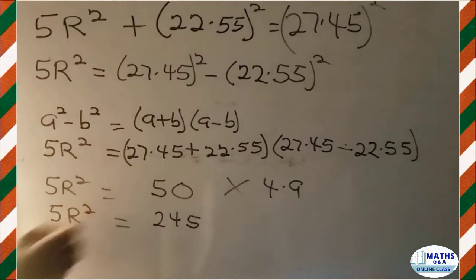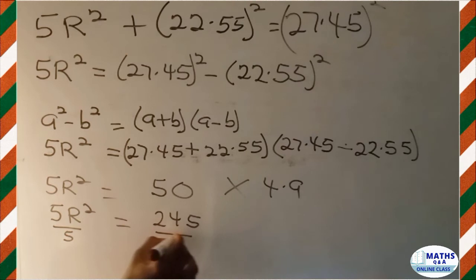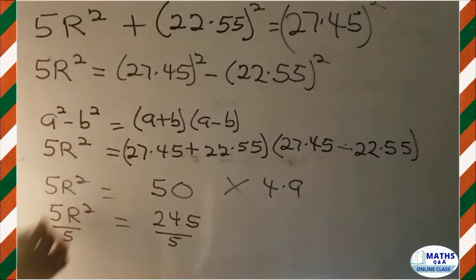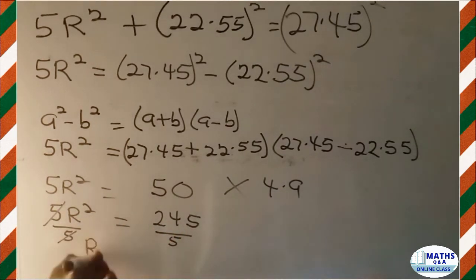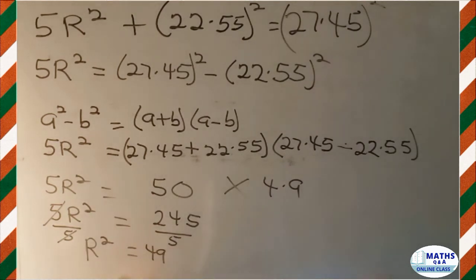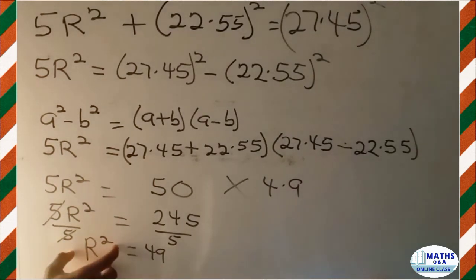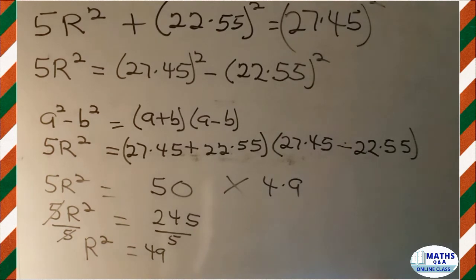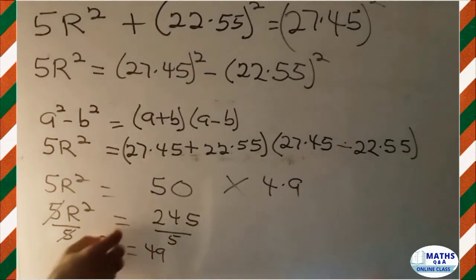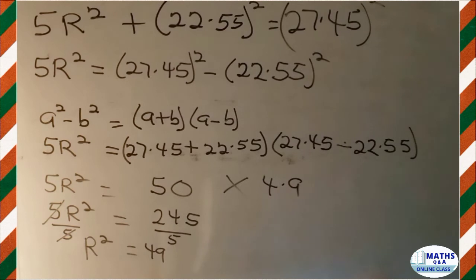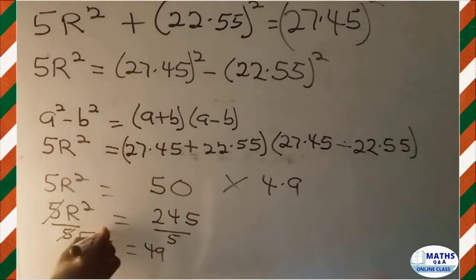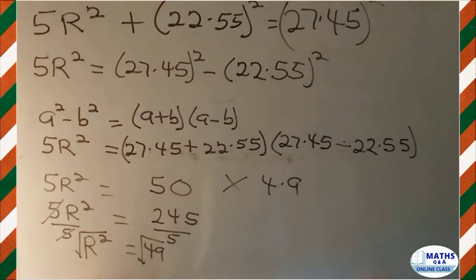We don't want 5R squared. So we first divide this one by 5. We do the same thing to this side, right? So 5 divides 5, left with R squared equal to, what is left here? 49. Okay, now we want to make R the subject, but it is squared. 49 too is even a square number, right? So if we can take the square off, what we're going to do is to find the square root of the R squared. So we find the square root of this, then we find the square root of that.